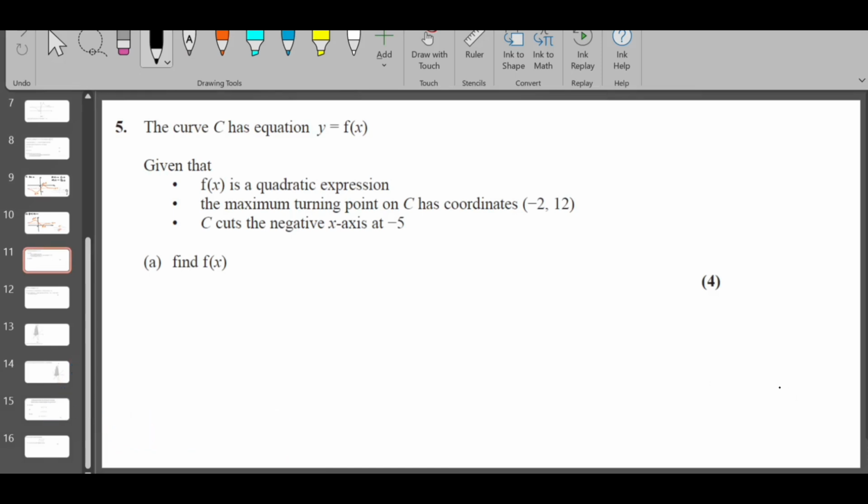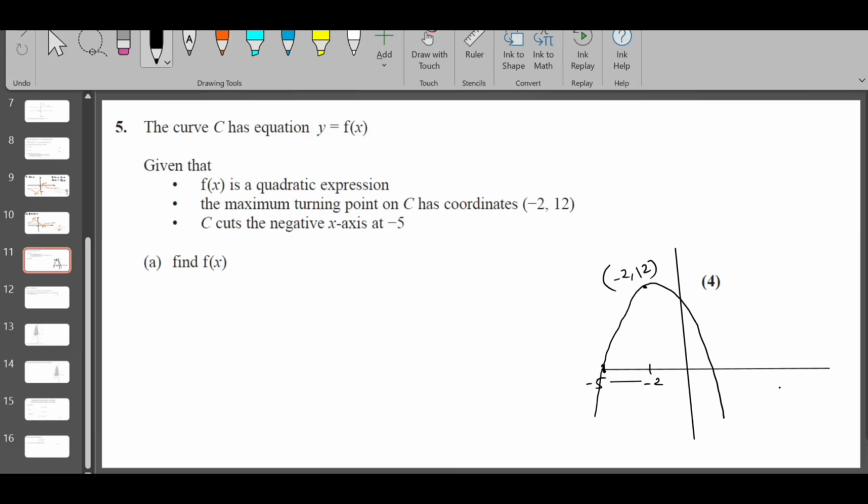Given that f of x is a quadratic expression, the maximum turning point on C has coordinates as given. Okay, I'm going to draw a little diagram just for our reference. It says the maximum turning point is (-2, 12), and it cuts the x-axis at -5. Let's say -5 is here. This is -2. So the graph will be like this, right?